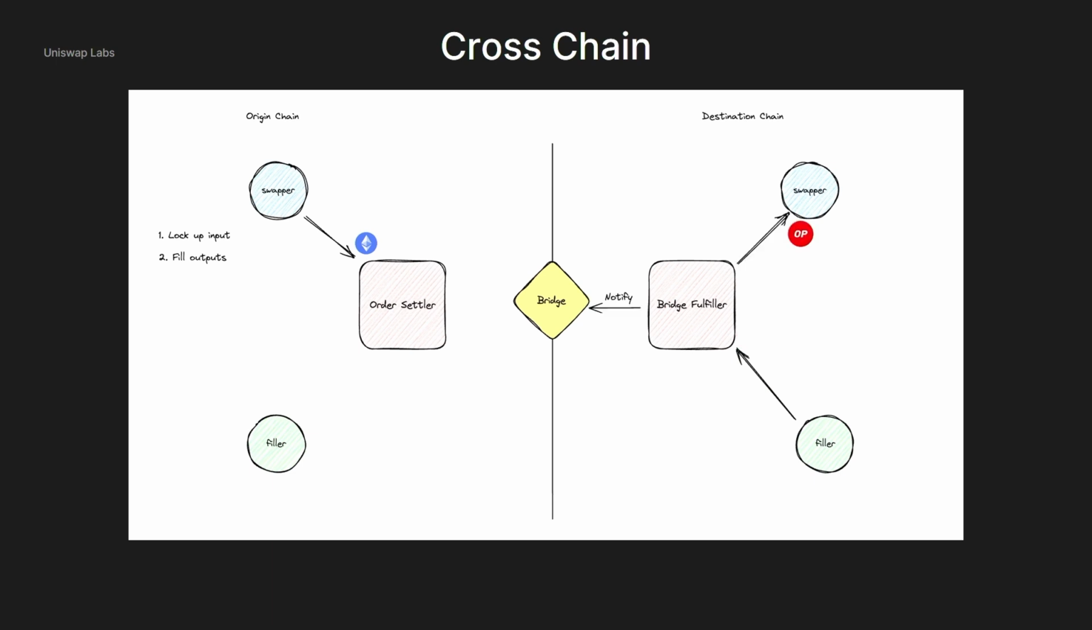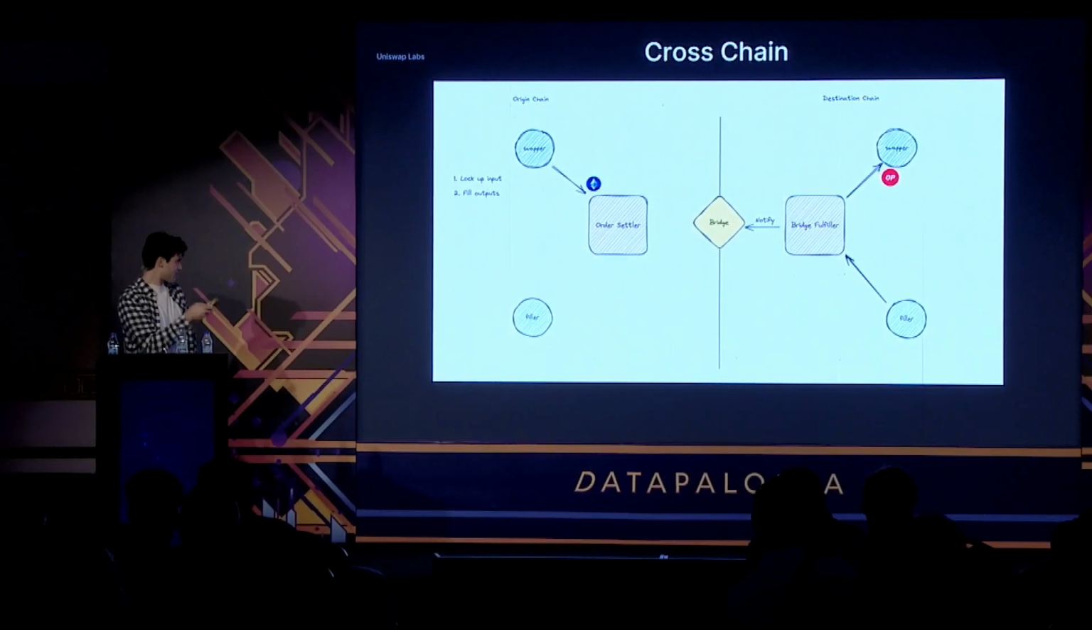And this fulfiller contract will notify the bridge and also send the OP tokens to the swapper. All right, then the third step. So we wait for a challenge.